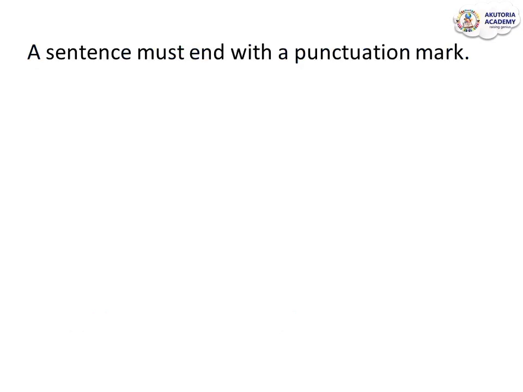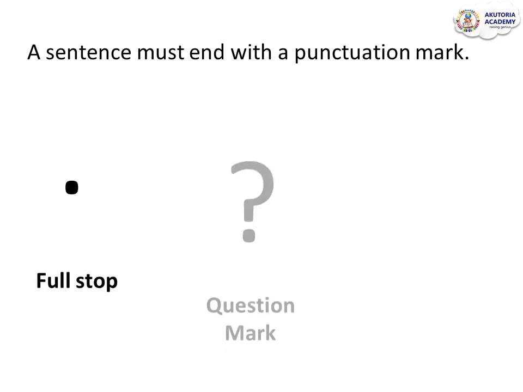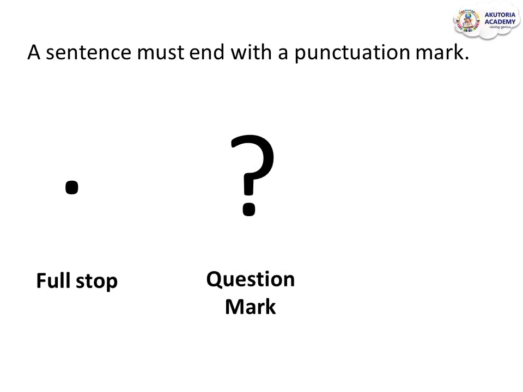Also, a sentence must end with a punctuation mark. A punctuation mark usually comes at the end of your sentence, and we have 3 punctuation marks that could end your sentence. The first is the full stop, a little dot. The second is the question mark. And the third is the exclamation mark. So your sentence could end with a full stop, a question mark, or an exclamation mark.